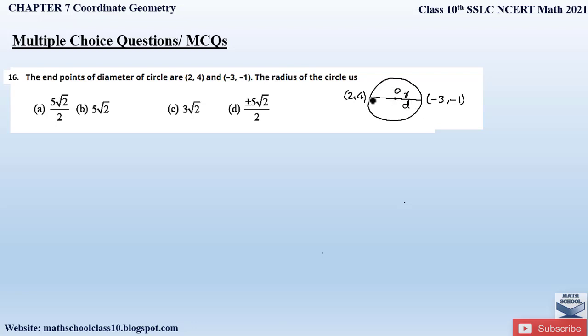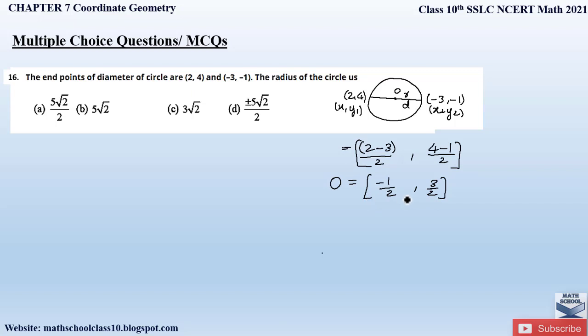The midpoint of any given line can be found out by using the midpoint formula, right? So let us assume one end of the diameter to be x1, y1 and the other end to be x2, y2. Now we can apply the midpoint formula here to find out the midpoint or the center O. So x1 plus x2, that is 2 minus 3 divided by 2, and the y coordinate will be 4 minus 1 divided by 2. So this will be 2 minus 3 is minus 1 by 2 and 4 minus 1 is 3 by 2. So this is our center point, okay, that is O.